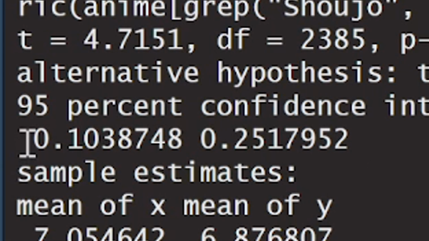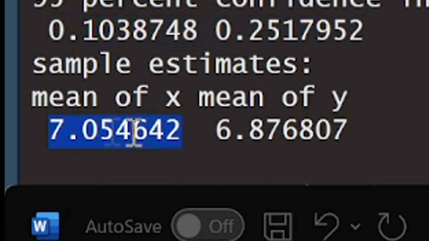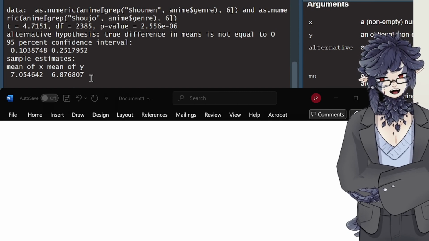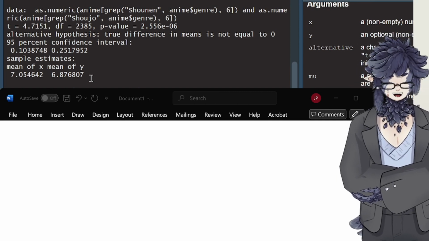Here is the 95% confidence interval of the true difference that we would find in the population based on our calculations. And here's the mean of the shonen ratings. So on average, shonen anime got a rating of 7.05, and on average, shoujo anime got a rating of 6.88, rounding to 2 decimal places.